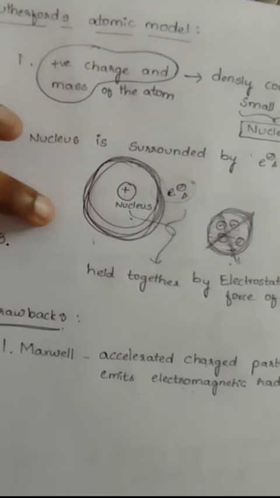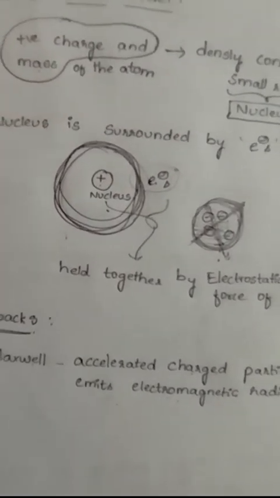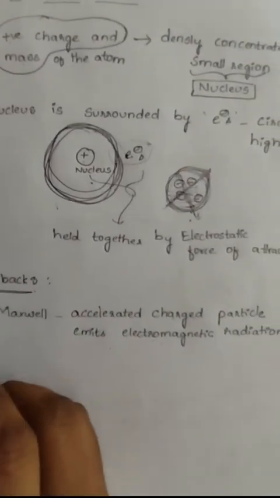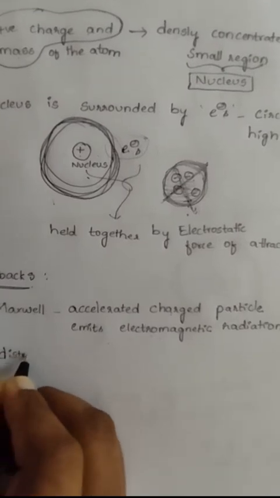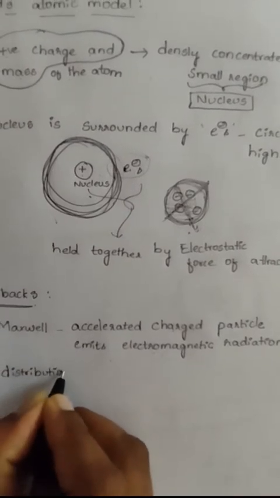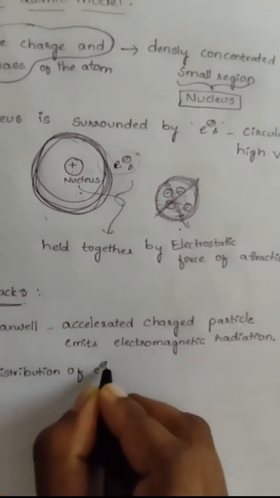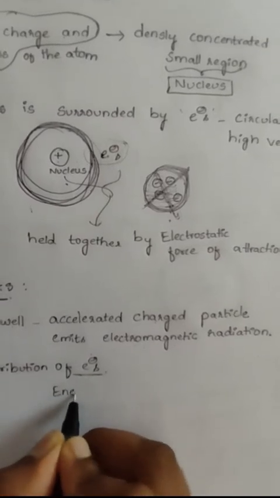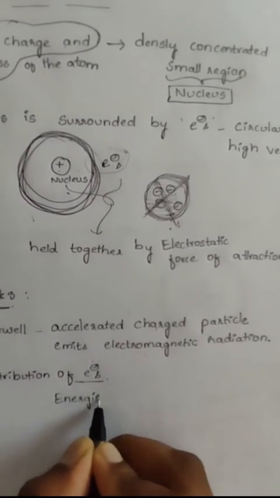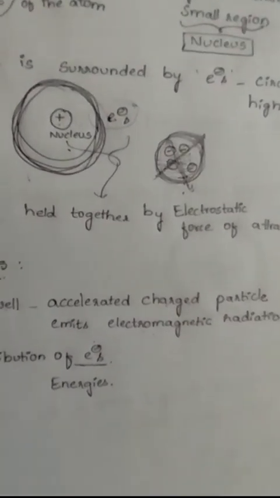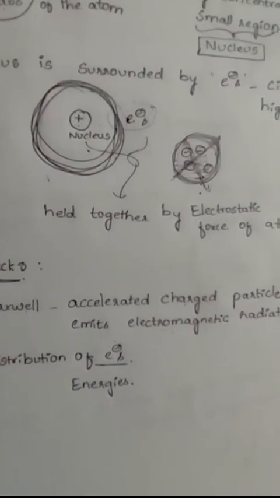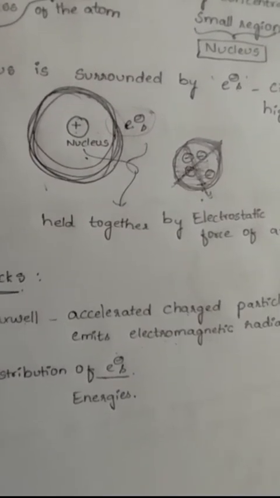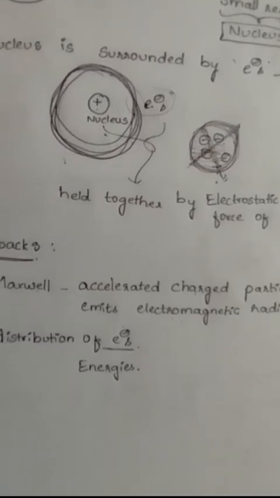And another one is that the Rutherford model says nothing about the distribution of electrons around the nucleus and the energies of these electrons. It doesn't give any information about the electronic distribution around the nucleus and also the energies of the electrons. These are the drawbacks of Rutherford's atomic model.